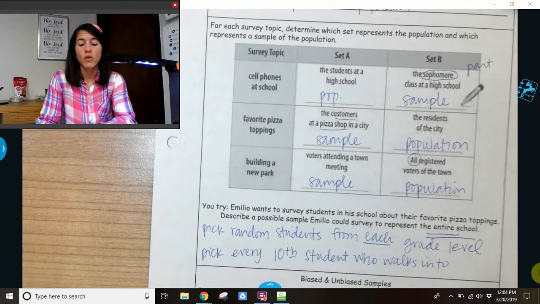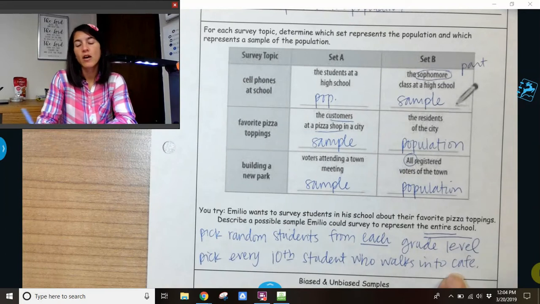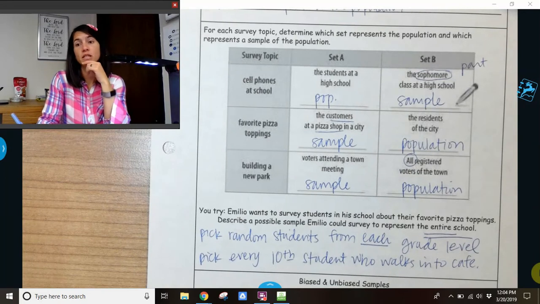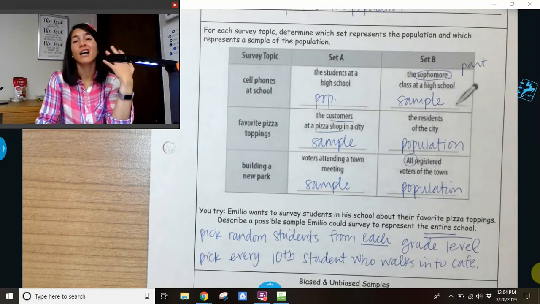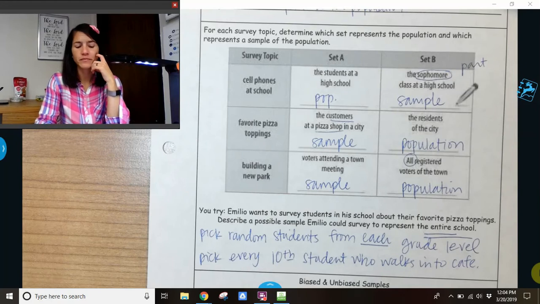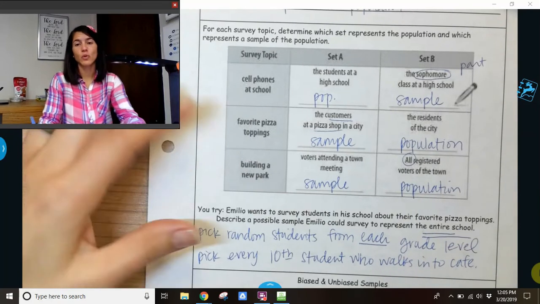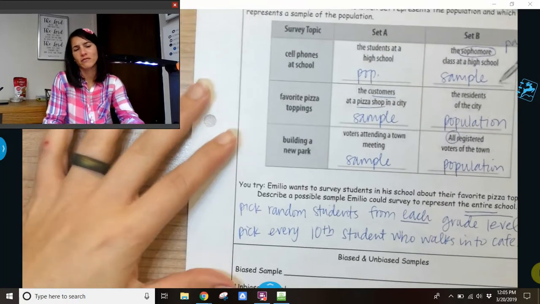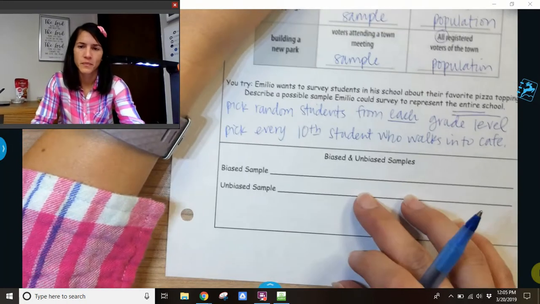So I would say everybody that walks into maybe the cafeteria, or whoever walks into the gym, because more than likely a lot of students are going to be going in and out of the gym. But we want to get a sample that represents the entire school. So those are just some examples. You might have a different answer, and it still could be correct.